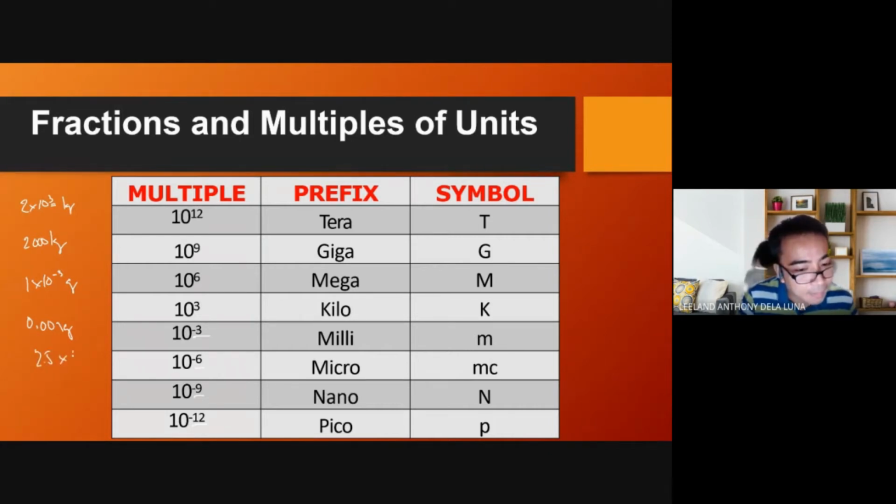O di kaya, pag halimbawa, sinabi natin 2.5 times 10 to the negative 9 gram. Okay, so 2.5, ibig sabihin, 8 zero ilalagay ko sa harap ng 2. So 0.00000000 2 5 grams. Okay? Are we good?